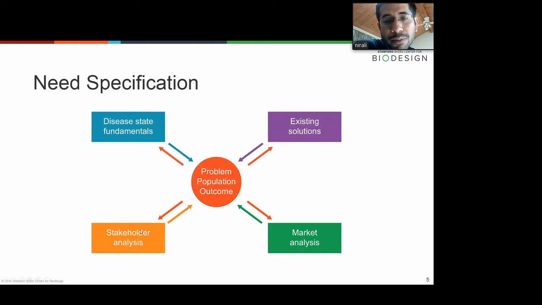This is, I think, one of the most important pieces. Stakeholder analysis is really who is affected by this need, who has the need, who would benefit from solving the need, who has a decision-making ability when it comes to solving the need. Is it the government? Is it other private companies? Is it public-facing companies? Is it specific individuals?